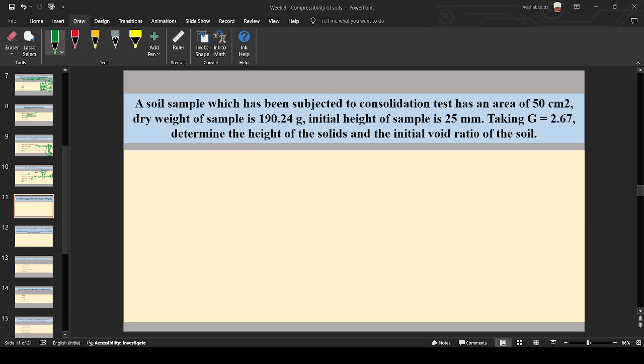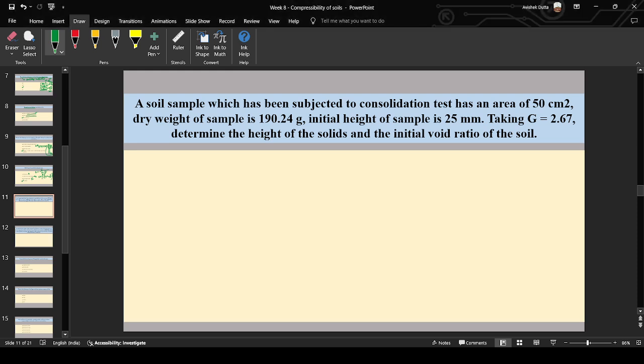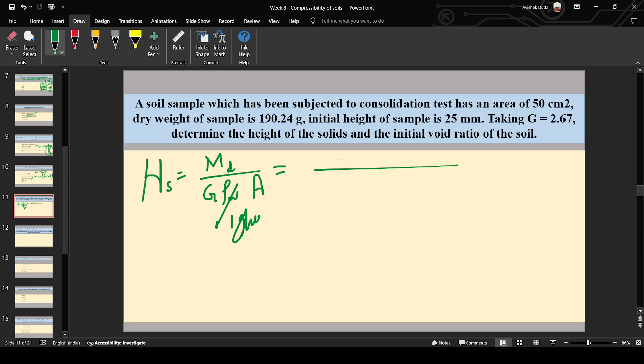Have you solved this? Anyway, I'm solving it. Let's check the answer. We use the analytical formula: height of the soil solids Hs equals the mass of the soil solids, Md, divided by G rho w into A. The density rho w is 1 gram per cc. Md is 190.24. So 190.24 divided by 2.67 into 1 into area of section, 50.